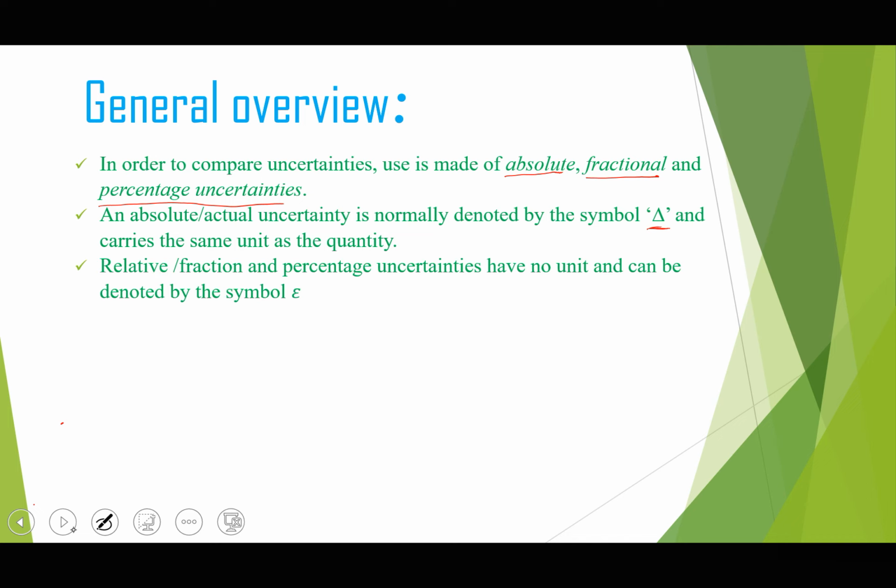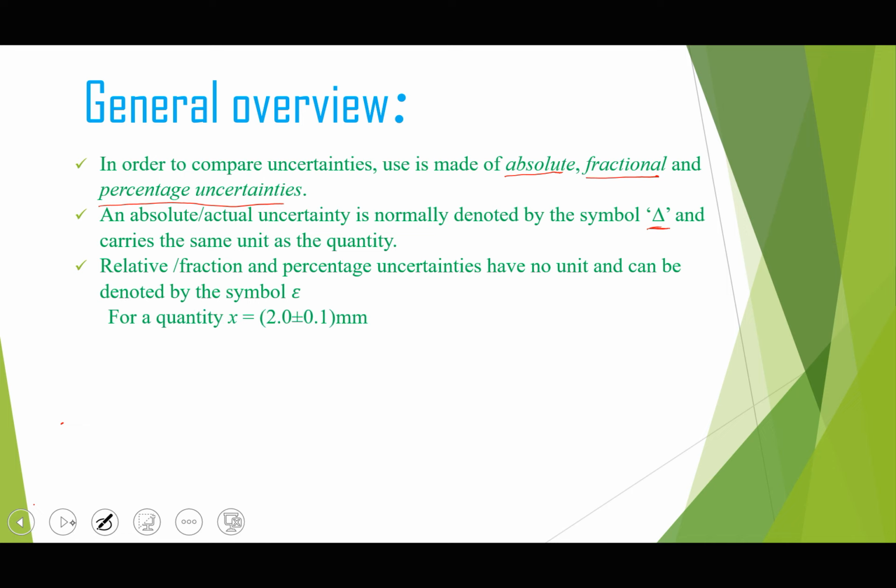Number three, we shall also use relative, or call them fraction and percentage uncertainties. Of course, since the absolute uncertainties normally have the same unit as the true value or the actual quantity, and yet a fraction is one quantity divided by the other quantity with both having the same unit, then we shall notice that the relative or percentage uncertainties will always have no units.